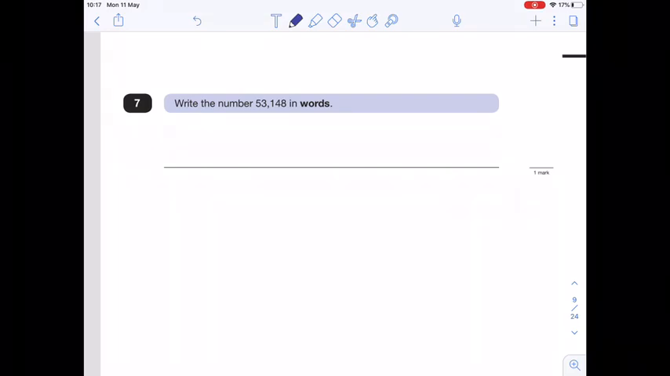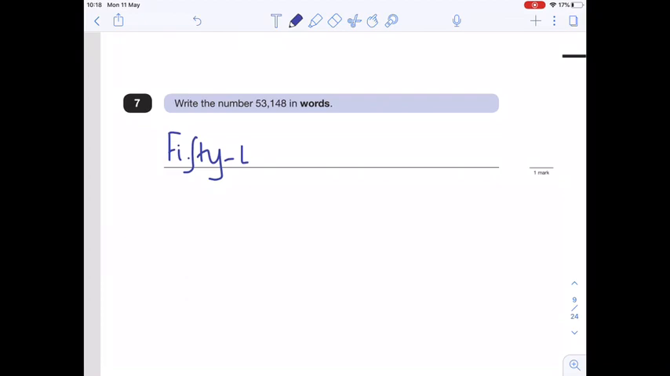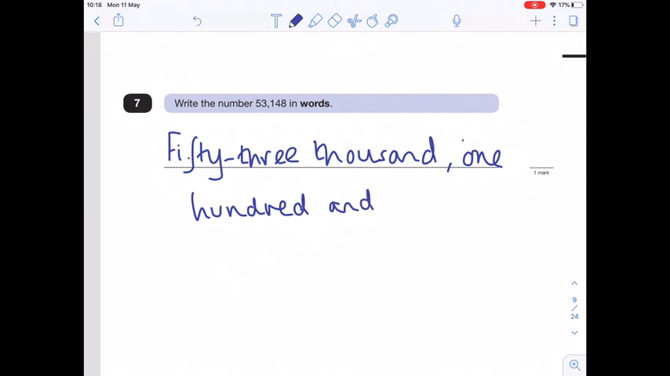Okay, number 7. Write the number, whatever that is, in words. Well, that number, as we know, is 53,148, which should look like 1,148. I'm not too worried about the hyphens, the capital letter or the comma, as long as you understood what the number was. I'm not that bothered about spelling, but it would be nice if you'd spelt it correctly.